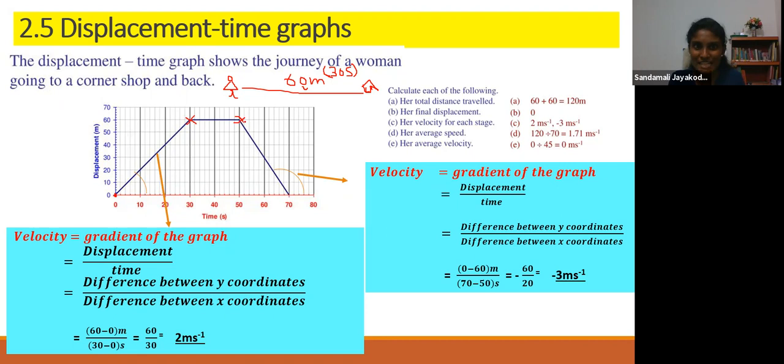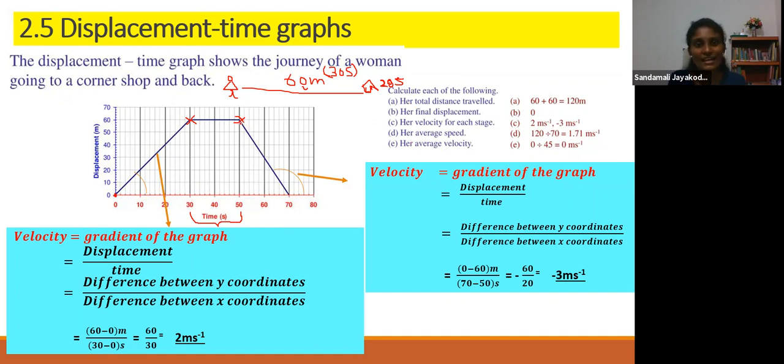Is the displacement changing? No. That means she has spent this time interval there. What is the difference between 50 and 30? 20, good. 20 seconds. She has spent 20 seconds there without coming back or going further. She has spent 20 seconds in the shop.